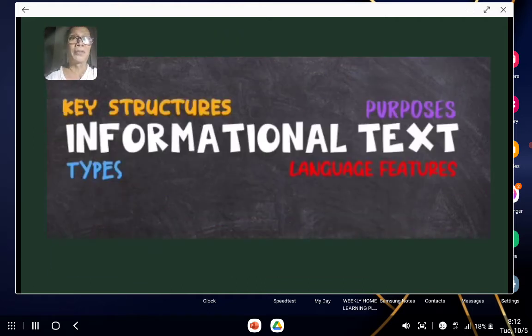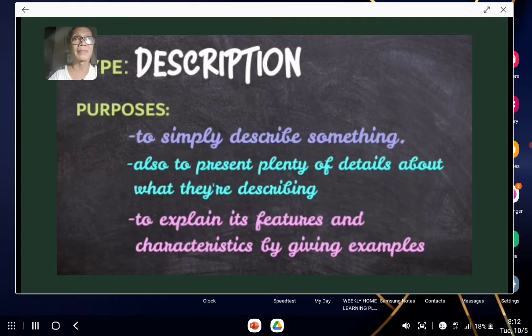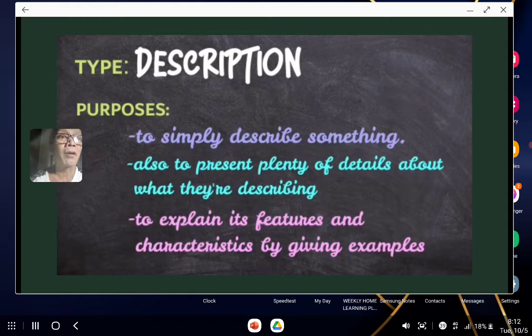We are going to talk about the key structures, the purposes, the types, and the language features of informational text. First, we come to the description. The purposes are to simply describe something, and also to present plenty of details about what is being described. It is to explain its features and characteristics by giving examples.